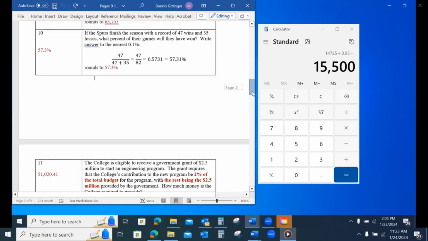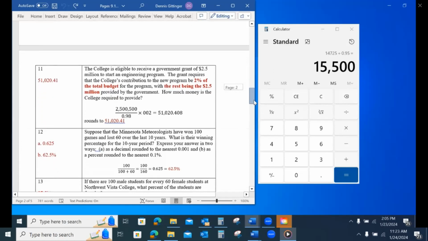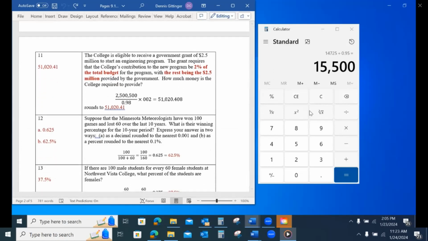All right. This is a really tricky problem. The person I learned this problem from was giving a seminar on government grants, and he didn't know how to work the problem. Interesting. So 2.5 million is $2,500,000. That is not the total budget, however, that's the grant. 2% of the total budget means that the grant, which is the rest, is the other $2.5 million. And that's got to be the other 98%. That's why I divide that by 0.98 to figure out the total budget.